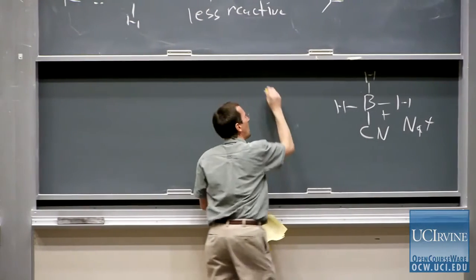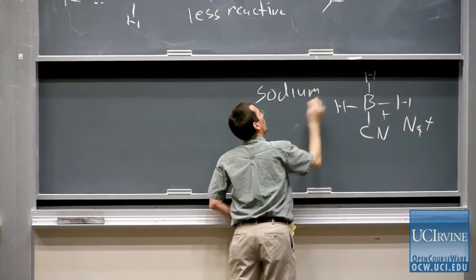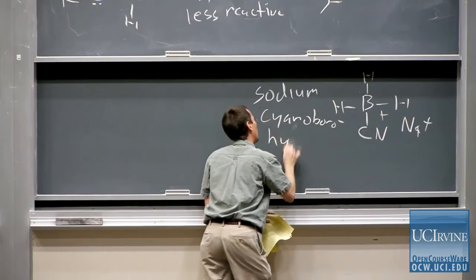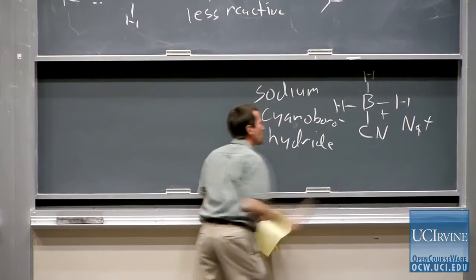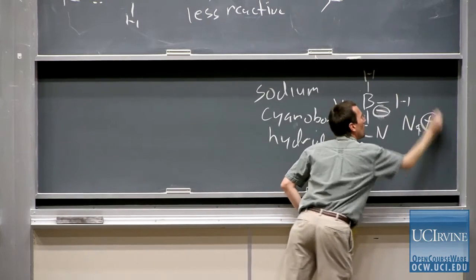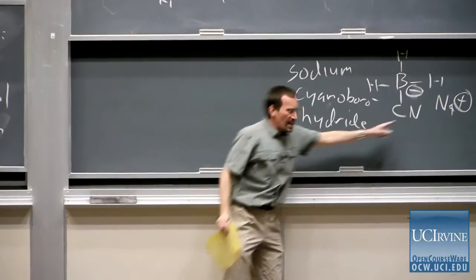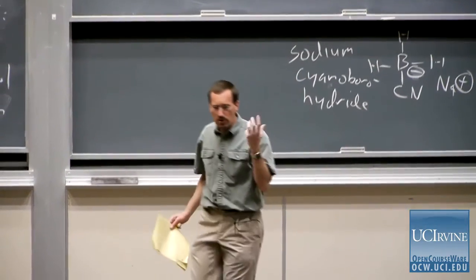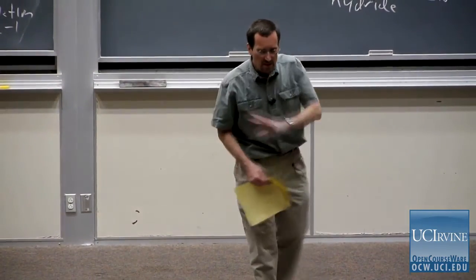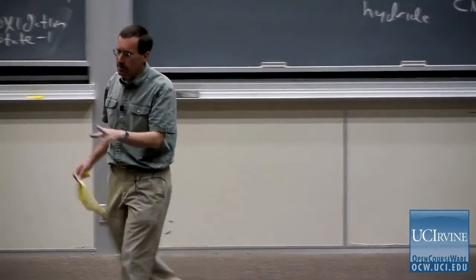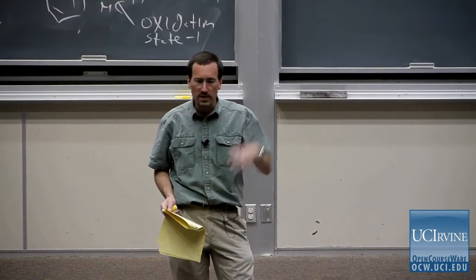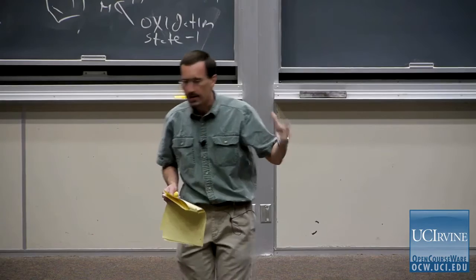I'll just show one other reagent. Sodium cyanoborohydride. It's another hydride reagent that's less reactive. Cyano groups are electron withdrawing, and so sodium cyanoborohydride is less reactive than sodium borohydride. There's a big alphabet soup of different reagents out there, but you'll notice that the general theme in all of these reagents is that a metal is bonded to hydrogen.